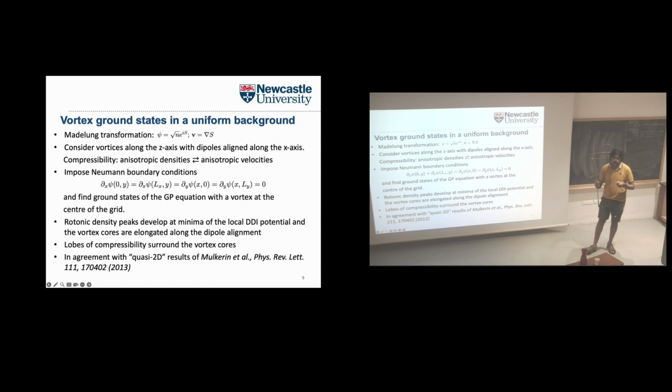So what we do is we don't just imprint the vortex phase and in imaginary time just allow the density to evolve. We have to allow the phase to evolve independently of the density profile. So we impose the Neumann boundary conditions so that we can have a single vortex in the grid. And we imprint a vortex initially at the center of the grid, and we try to find ground states via the method of steepest descent.